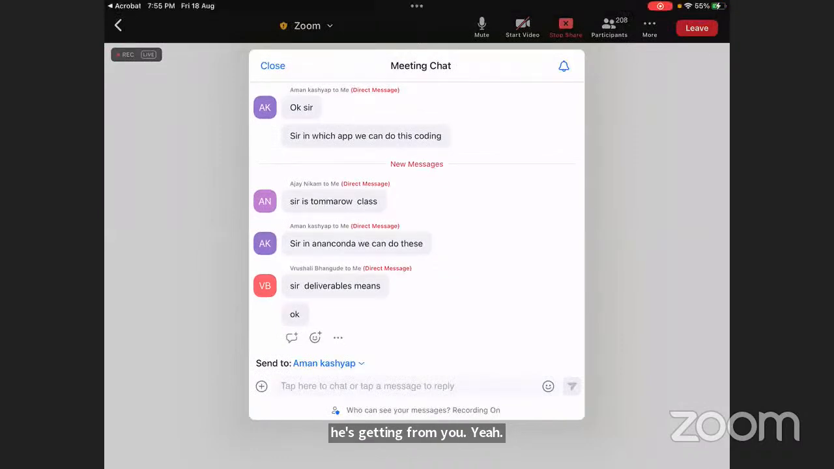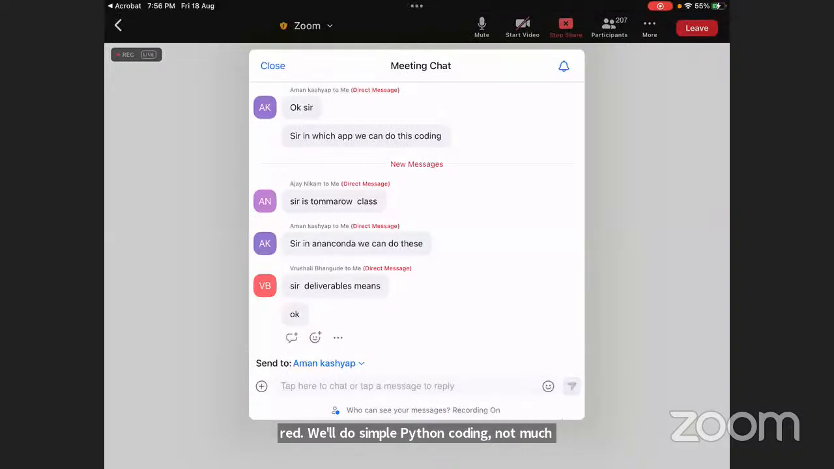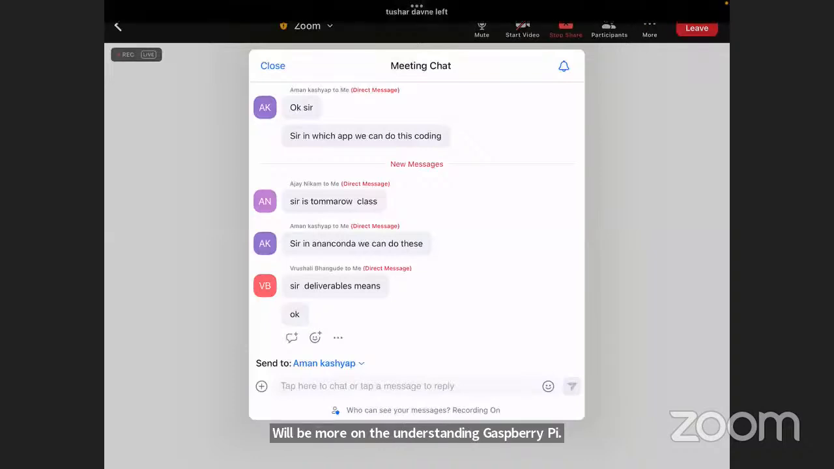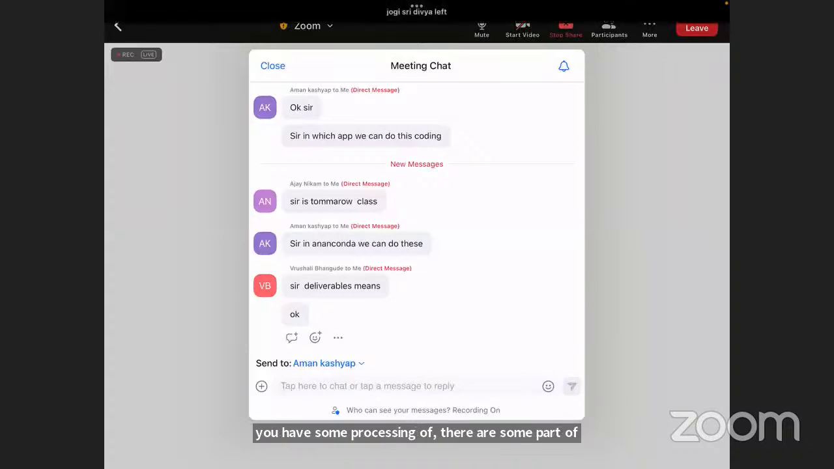Sir, in Anaconda, we can do this, but it's not directly required. We don't require Anaconda for that. We'll do simple Python coding, not much. We'll be more on understanding Raspberry Pi concepts and your application design, where you have some communication method, some storage method, some processing, and some part of a rule engine. So those kinds of components will be there.